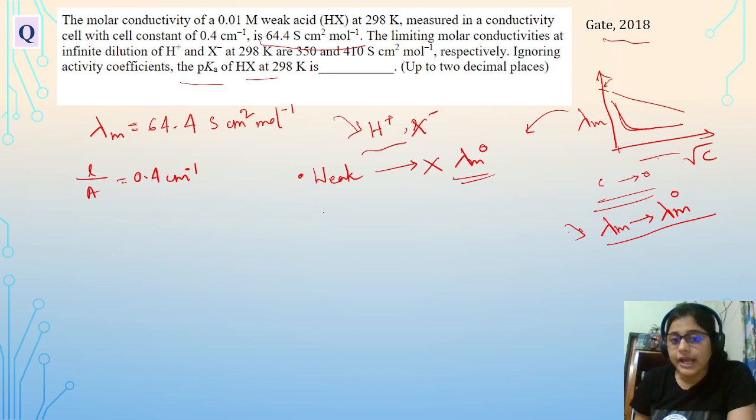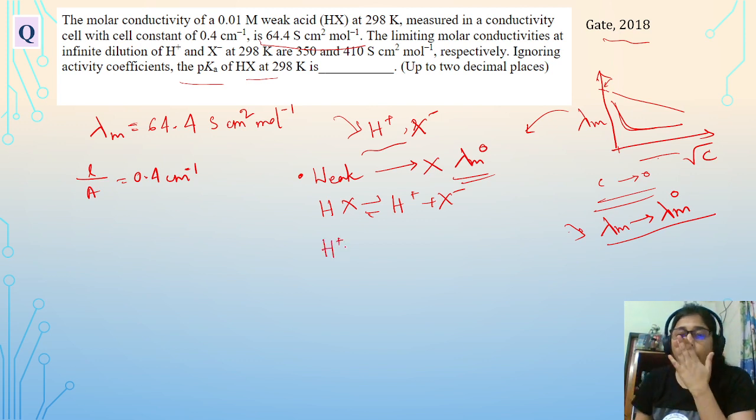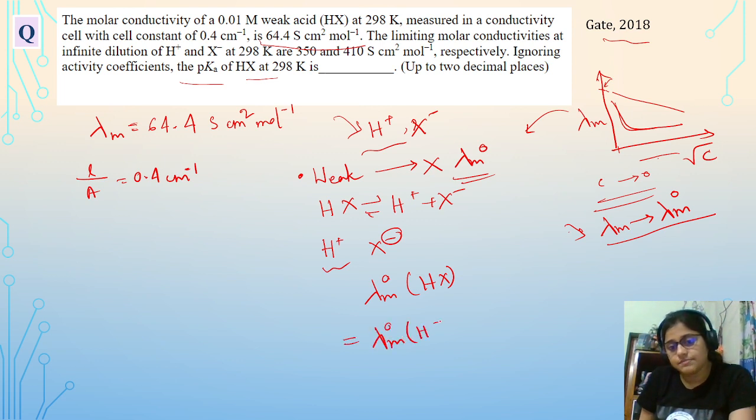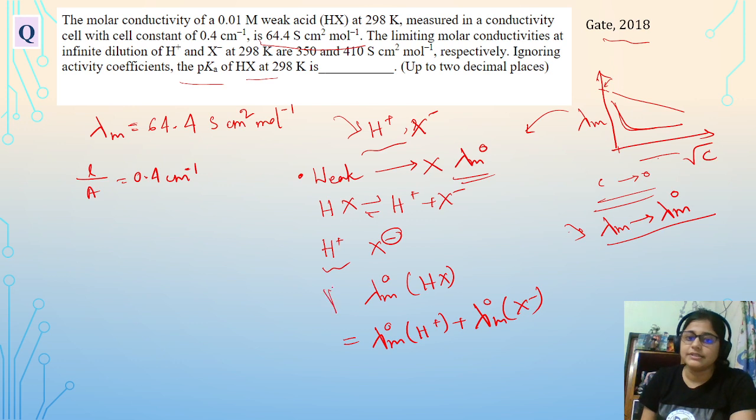So what we can do, let's say this is the weak electrolyte HX. After dissociation it will form H plus and X minus. If we know the lambda m0 values of H plus and X minus, we can add these two and find the lambda m0 value of HX. This will be equal to lambda m0 of H plus plus lambda m0 of X minus. This is the only thing. This is Kohlrausch's law.